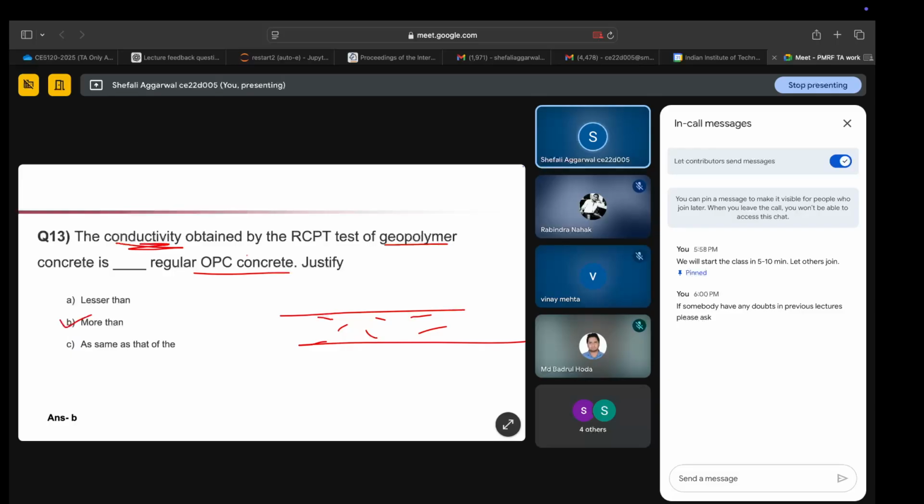Therefore, in the initial slide we talked about the RCPT test and said that it cannot be used for all types of concrete. So this is one of those examples where geopolymer concrete may be a good quality concrete, but because of the presence of these fibers, your conductivity will be higher, and then you will think your concrete is not a good grade concrete.